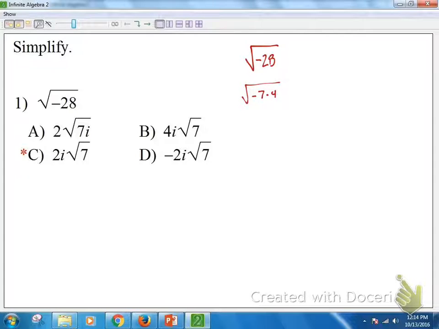Square root of 4 is 2. The square root of a negative is i, and the square root of 7 is just root 7. So that's your answer. Pause the video here if you need to.